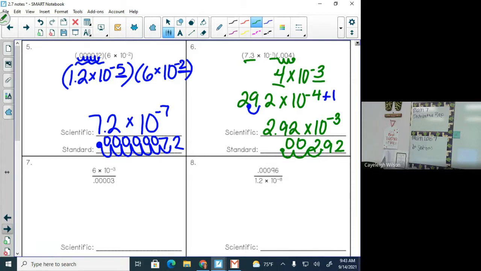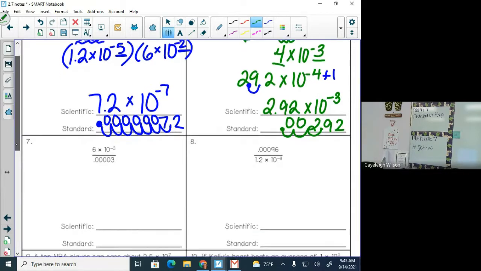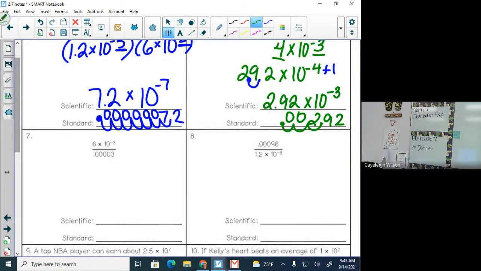0.00292. Wouldn't it be 22.83? 7.3 times 4. 29.2. The negative 3 came from right here because I had to add 1 to it. Because it was 29.2 to the negative 4.